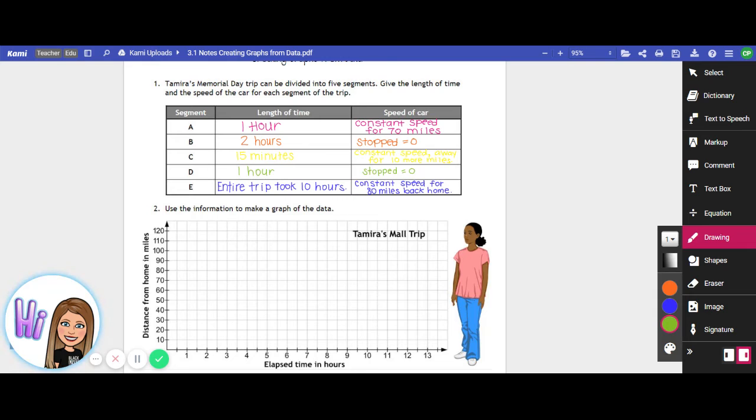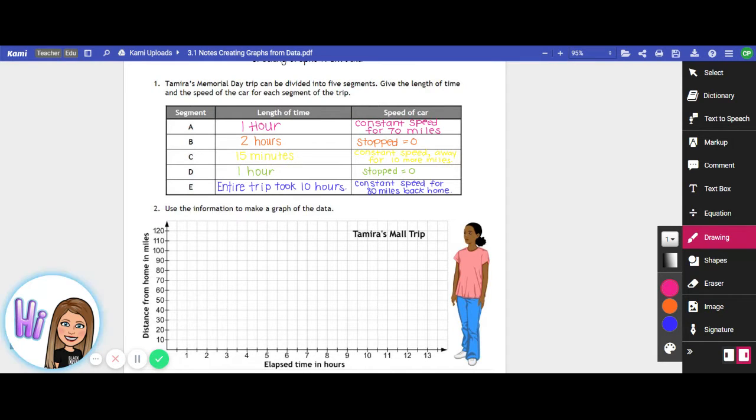On we go to example number 2 on today's notes. And in this example, we are going to be graphing the data that we pulled in example number 1 from Tamira's Memorial Day trip. So we're going to be looking at it in these 5 segments. We're going to have to graph these 5 segments separately, but in the end, it's going to make one complete graph. So let's just start by graphing segment A.